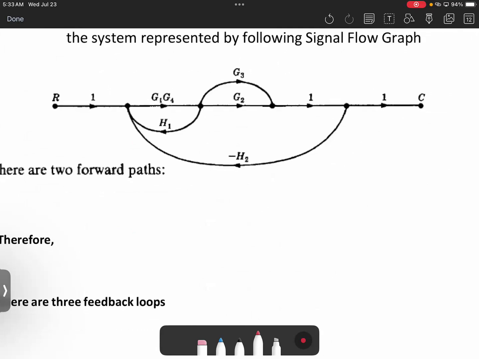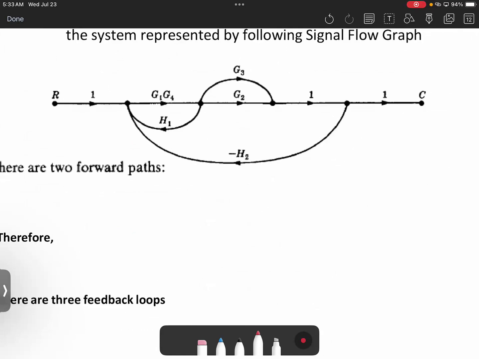The first thing, we need to calculate the transfer function C over R. Here is the signal flow graph after we converted the block diagram to signal flow graph. We realize this is how it looks like. Now, the first thing, let's identify the number of paths. How many paths do we have?